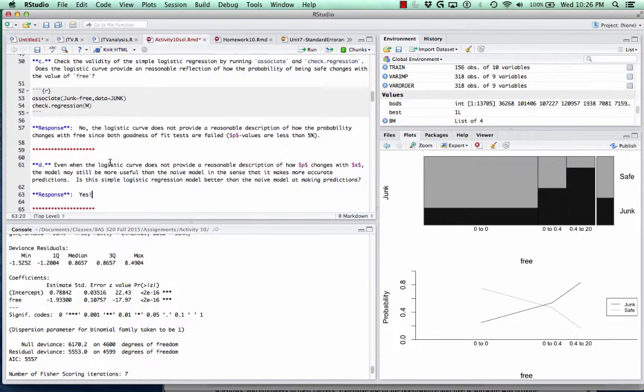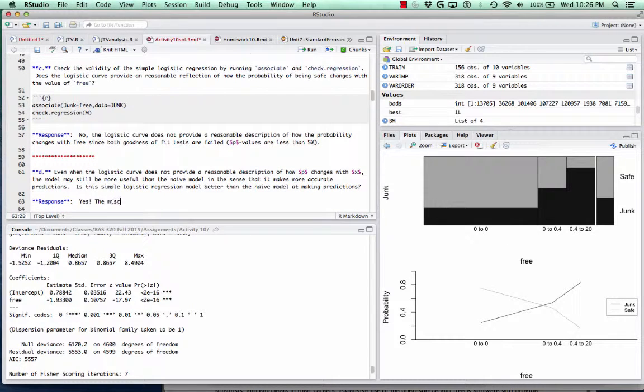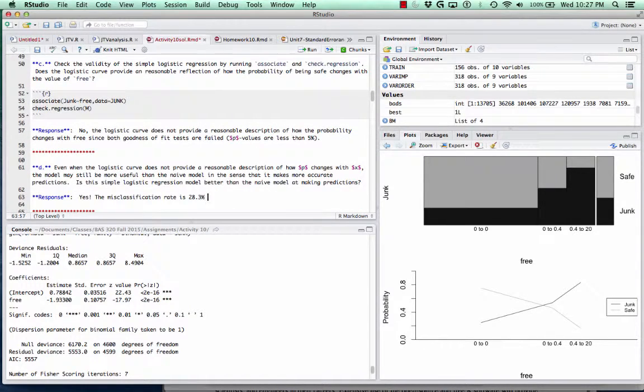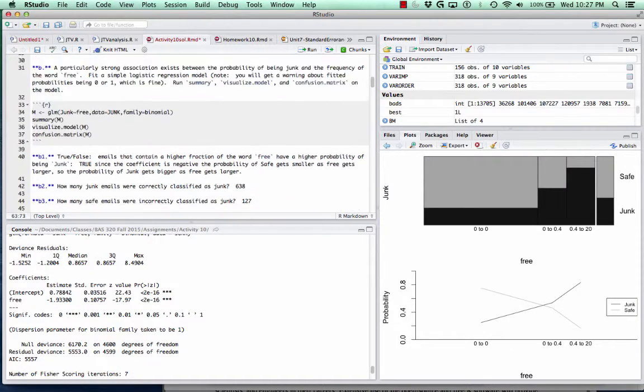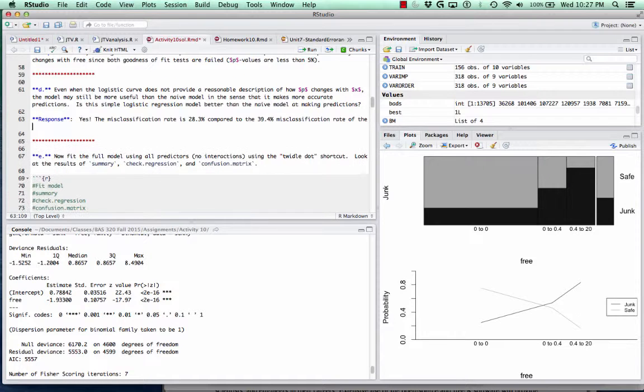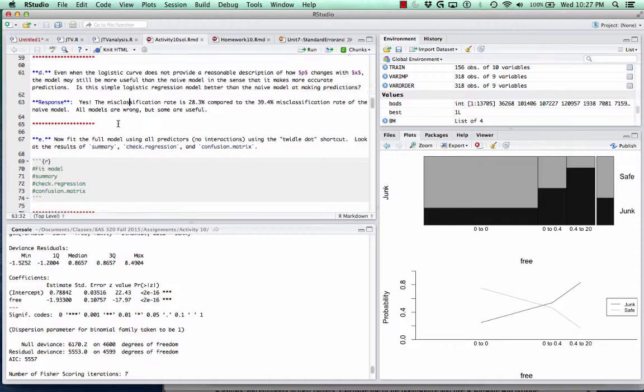Yes, because we saw its misclassification rate is much lower than that of the naive model. Misclassification rate is 28.3% compared to the 39.4% misclassification rate of the naive model. So all models are wrong, which we've been discussing all throughout this class. This one is obviously wrong, but some are useful. And in fact, this one is useful at making predictions, more useful than the naive model.